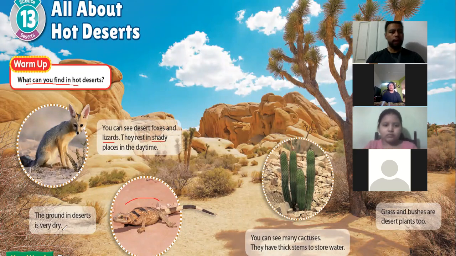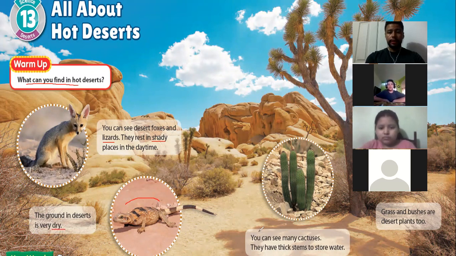And then we have, the ground in deserts is very dry. Dry is a word that we already know, but sometimes we forget it. So dry is all this ground. The ground in the desert is dry. It's not wet. It's not fresh. It's dry. All right. So let's underline this word. Okay, give me a moment. I'm giving access to some of you.